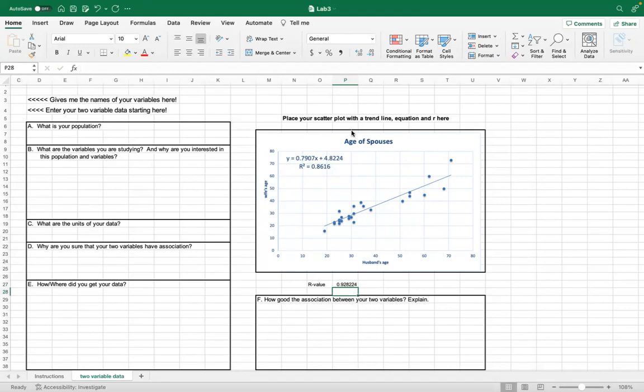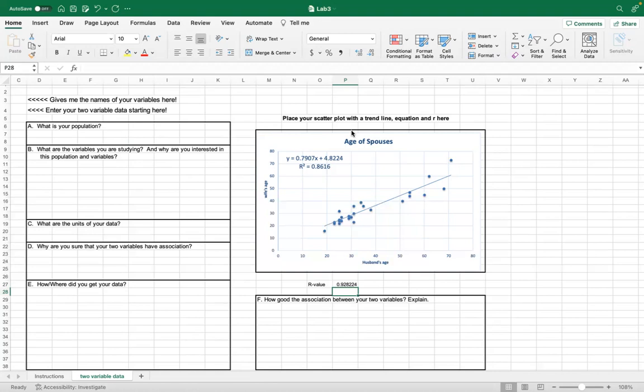Is there a way to delete the R squared and put your R value in place of the R squared? Unfortunately, there's not. It's really annoying, but it is what it is. I mean, the R squared does have a purpose, and I can even tell you what the R squared means. It means that 86.16% of our data. I'm sorry, I just got dust in my throat.